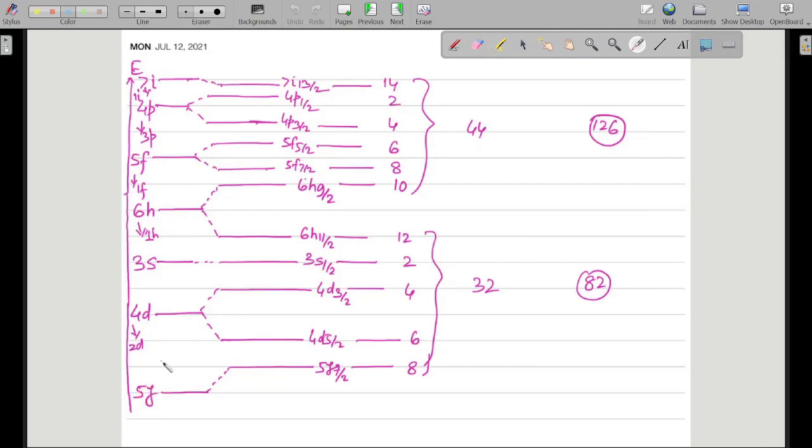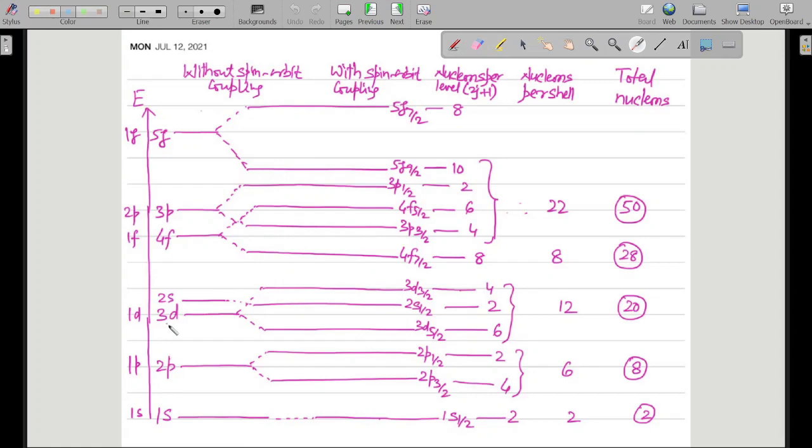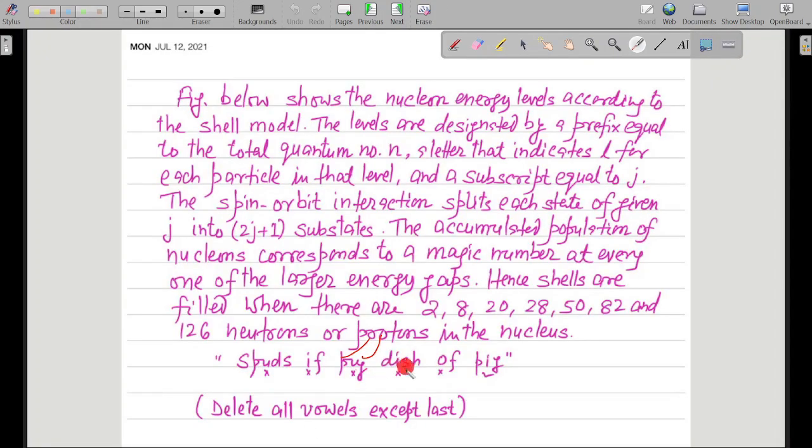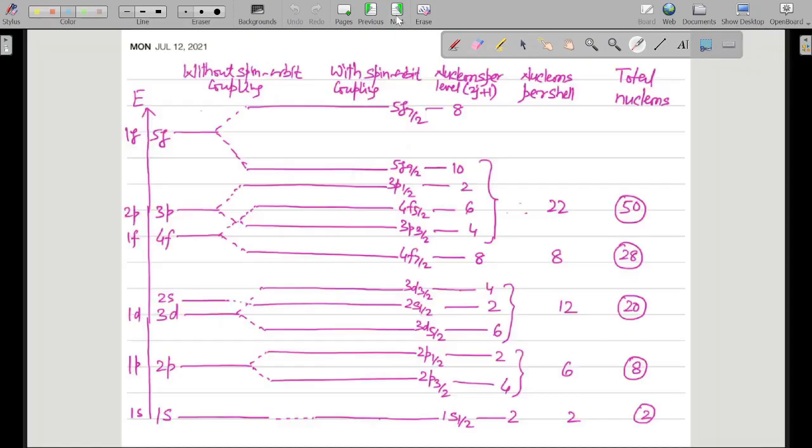After g, this is 5g. After g we have d, but d has been encountered how many times? This is the 3d. Okay, so after 3d there will be 4d, right? So 4d is there. Then after d we have s.